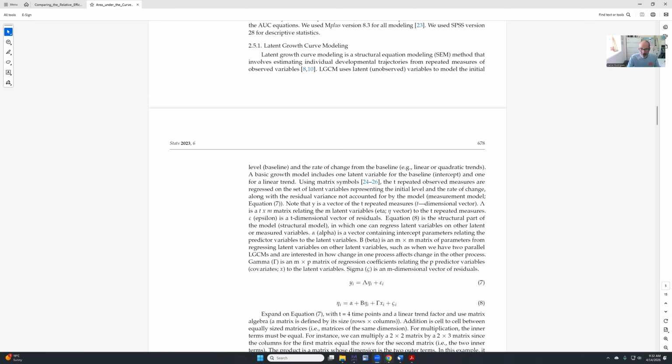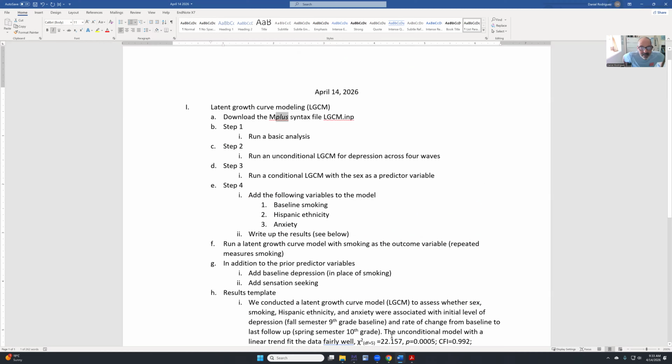Okay, good morning. Today we're going to be talking about latent growth curve modeling, and I'm going to run a couple of models. I think I have one that's a continuous variable and one that's, I believe, an ordinal variable, but it could be some kind of discrete variable. But we'll be talking about that.